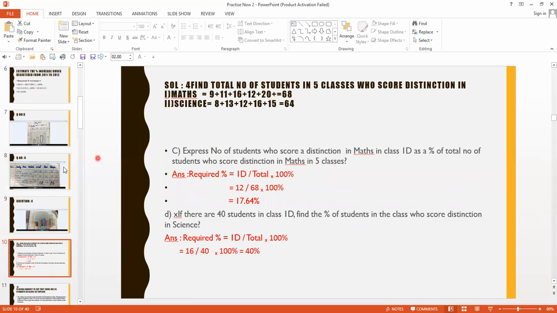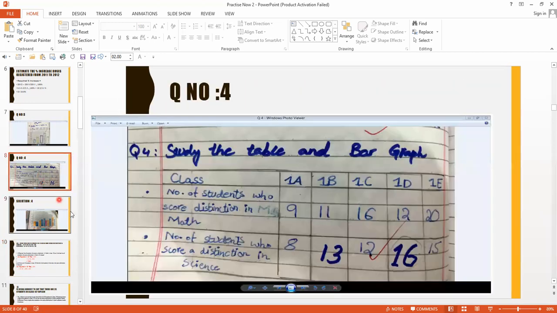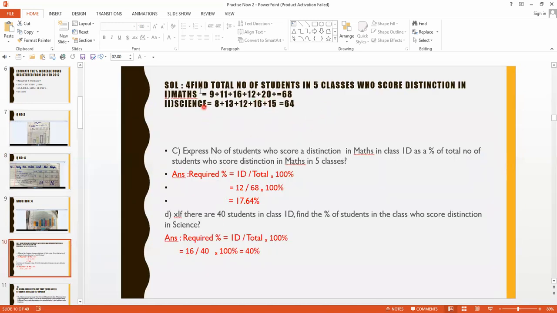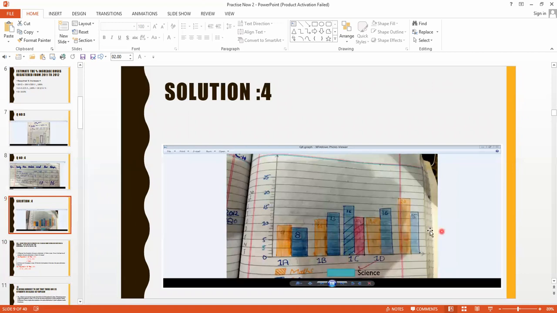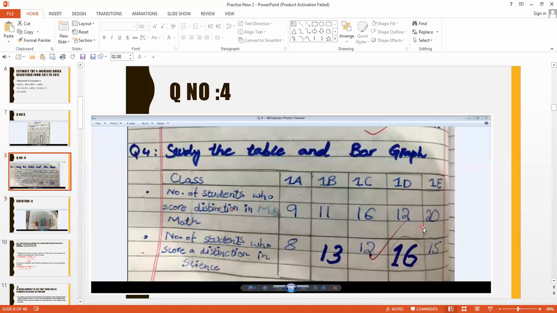Now I can use either the bar or the table. So I have to add 8 plus 13, then plus 12, plus 16, plus 15. And when I add all, I will get 64. So total number of students who got distinction in maths is 68, and total number of students who got distinction in science is 64. Clear? We have two methods. Either you can add from bars or you can add from the table. Look here, this orange shows the maths. So either you can add from the bars or from the table.